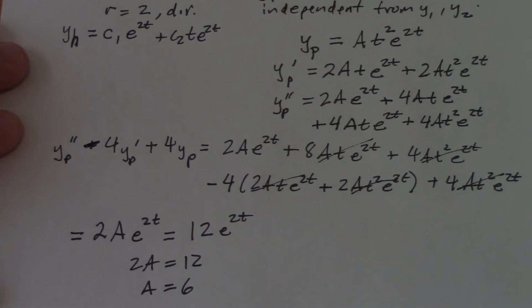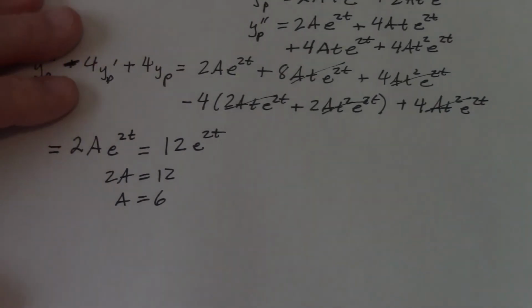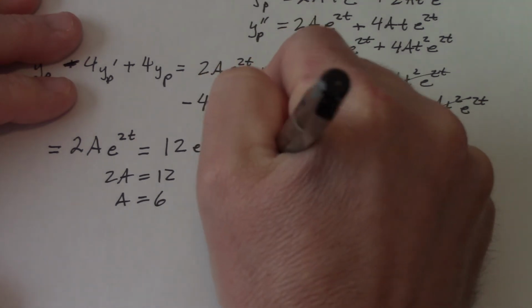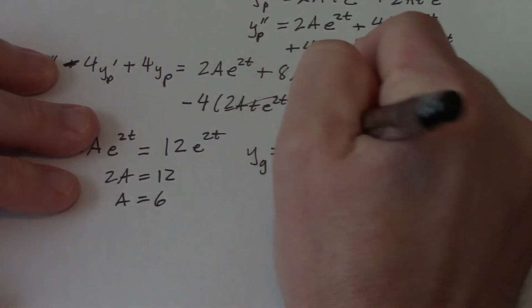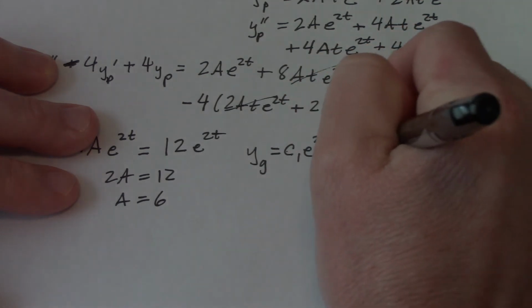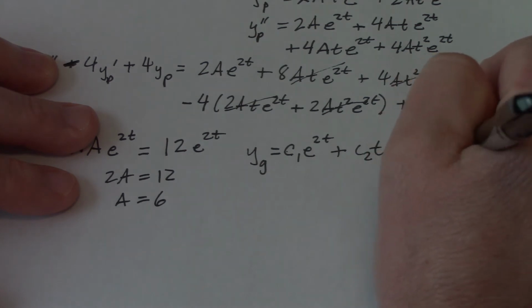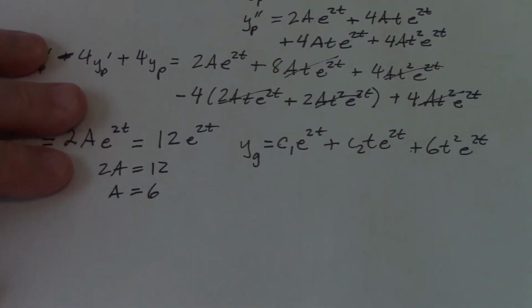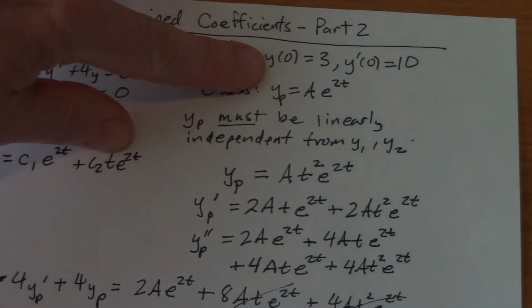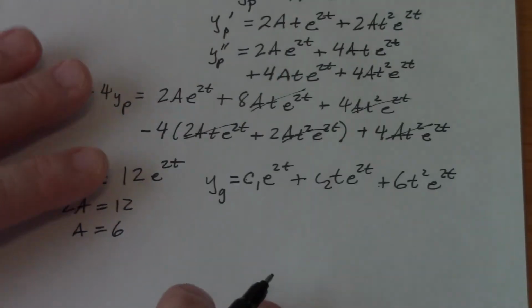Okay, so where are we at the moment? Well, at the moment we know our general solution. So our general solution is c1 e to the 2t plus c2 t e to the 2t plus 6 t squared e to the 2t. Now, we've got an initial condition, an IVP up here, so y of 0 equals 3 and y prime of 0 equals 10, so we're going to need to take a derivative.